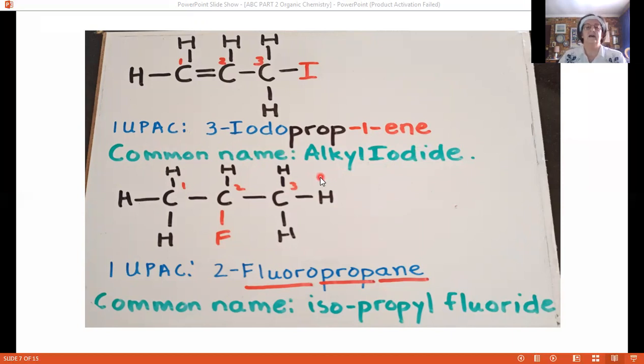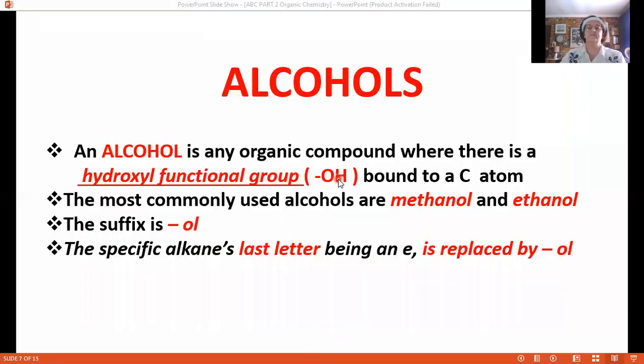Common name being an alkyl iodide. Here again, you number your carbon atoms. Fluorine is at the second carbon. So if you started at number 1 on the left side, or you started at number 1 on the right side, fluorine would have stayed at carbon number 2. So it's 2-fluoro, prop being 3 carbons, ane, 2-fluoropropane. Common name then being isopropyl fluoride.